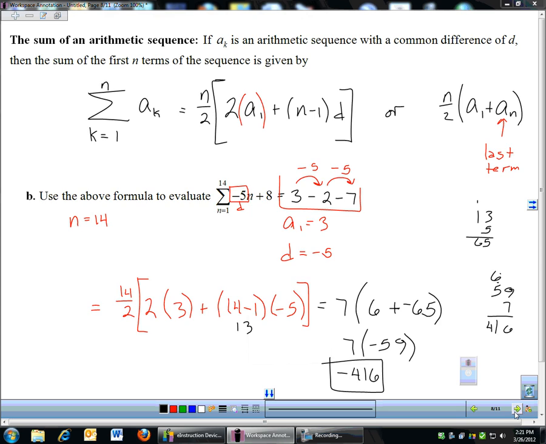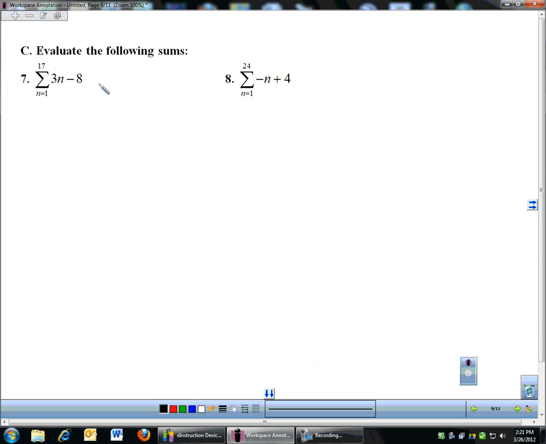I'll do one more, and then we'll call it. Which one should we do? Let's do number 8. We won't do number 7. All right, we're finding the sum from n equals 1 to 24. So I know there's going to be 24 different terms. If I write out my first few terms, if I start with 1, negative 1 plus 4 is 3, plus, if I plug in 2, negative 2 plus 4 is 2. If I plug in 3, negative 3 plus 4 is 1, and so on and so forth.